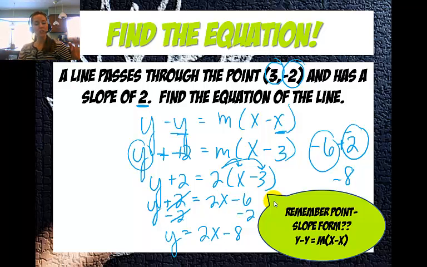So you took the information you had, you put it in point-slope form and manipulated it to be slope-intercept form. And once it's in this form, you could easily graph it if they wanted you to.